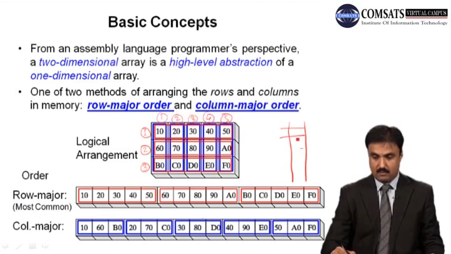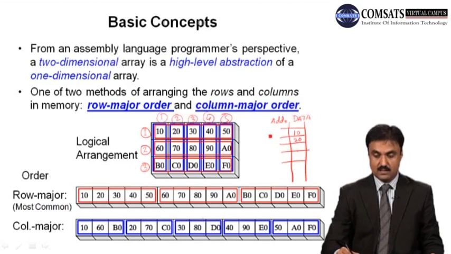All the elements in our memory are stored in a linear fashion. For example, here we have addresses and we have data here. So how do we store this? For example, if it is byte data, we store like 10, 20 and so on.